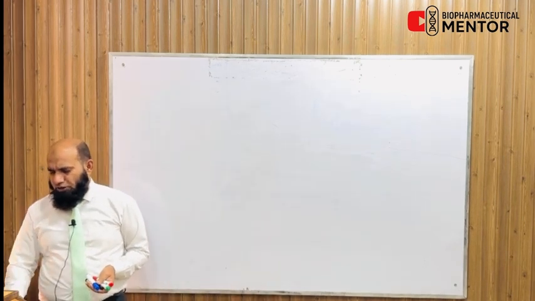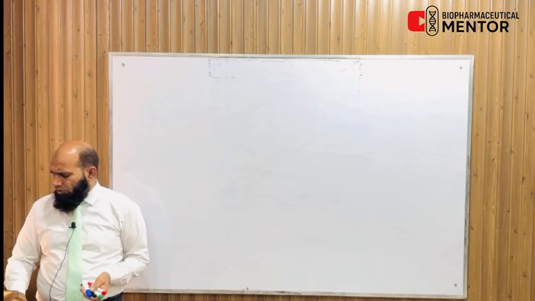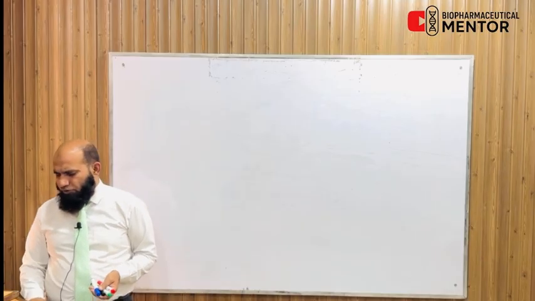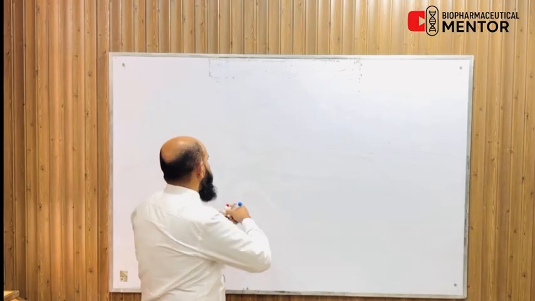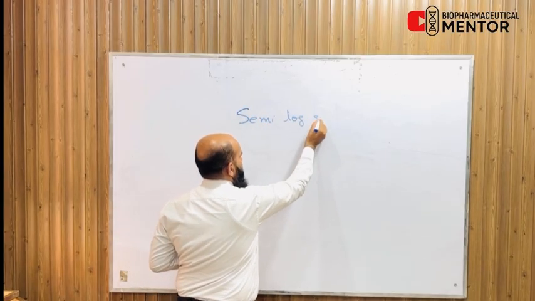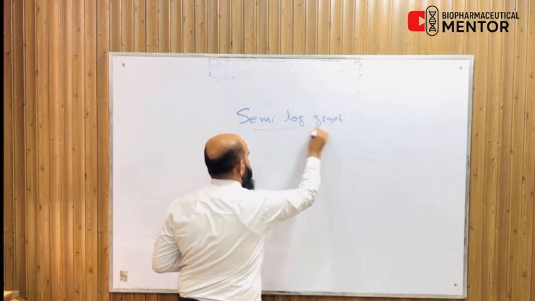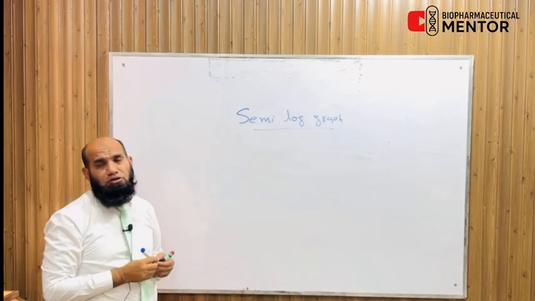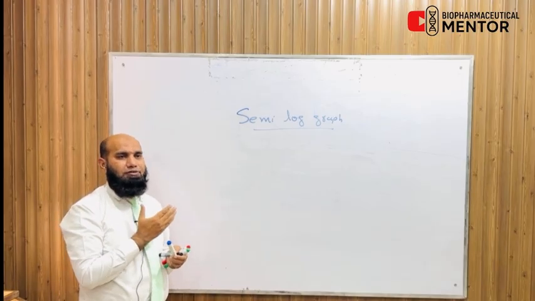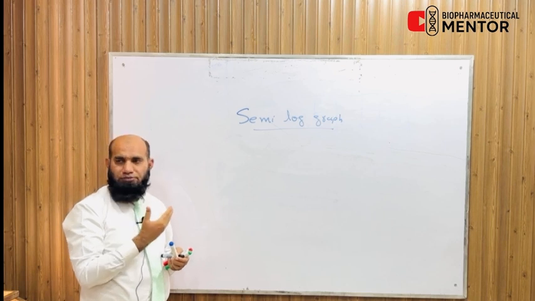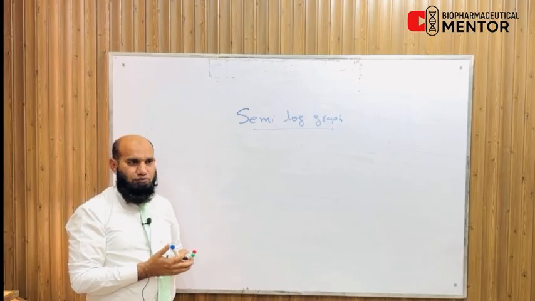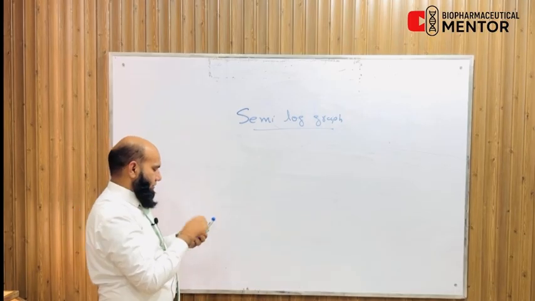Once again, I will tell you the uses of the semi-log graph. It's our today's topic. In case of a semi-log graph, why are we saying it's a semi-log? Because one side is a logarithmic scale, and the other side is the rectilinear scale. On the x-axis we have the rectilinear scale. On the y-axis we have the logarithmic scale.